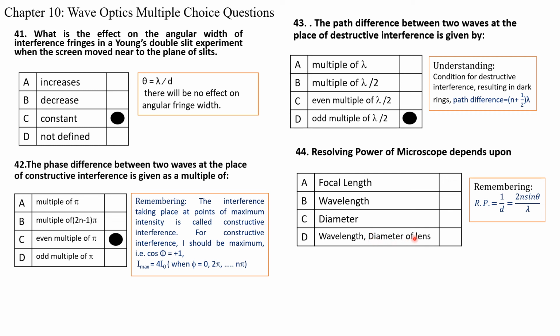So you have to remember the formula of resolving power of a microscope. This formula is also given in the beginning of this chapter, chapter number 10. So you have to recollect. Resolving power of a microscope is given by 1 by d equals 2n sin theta by lambda. Hence the answer is D. The correct answer is D because it depends on both wavelength and diameter of the lens.